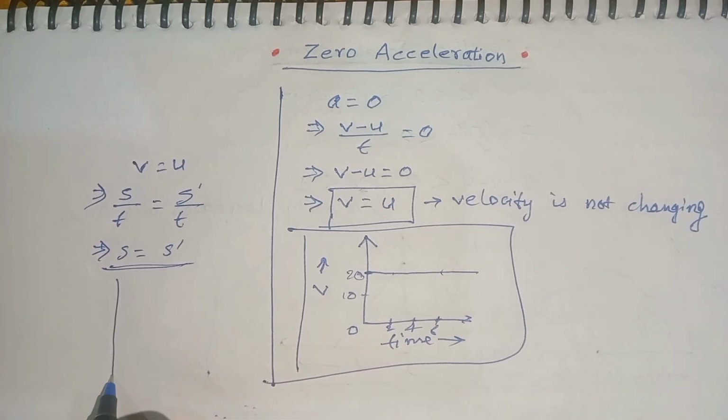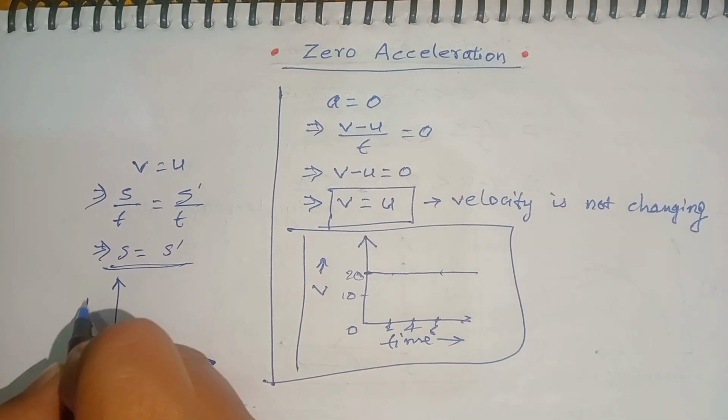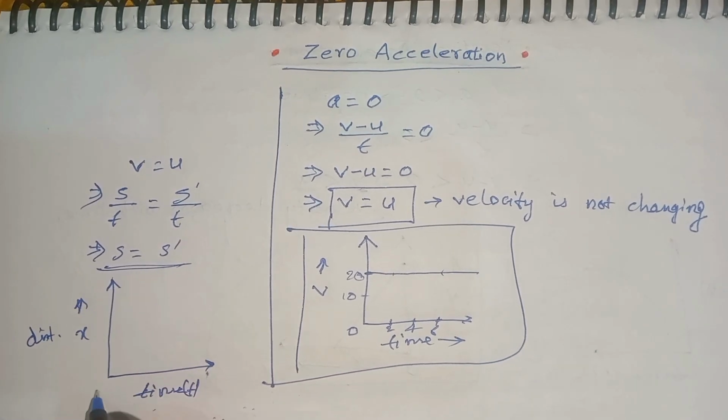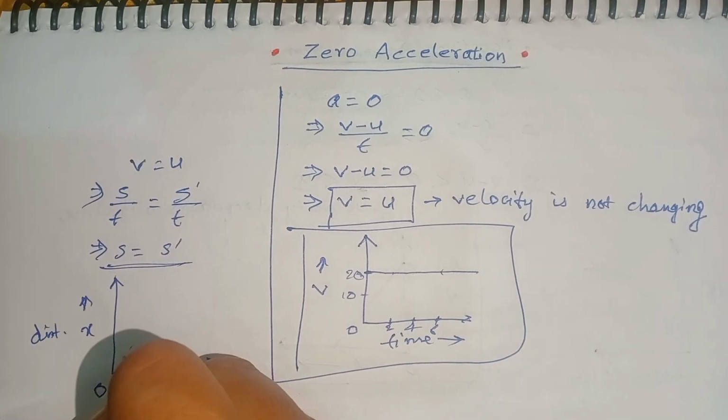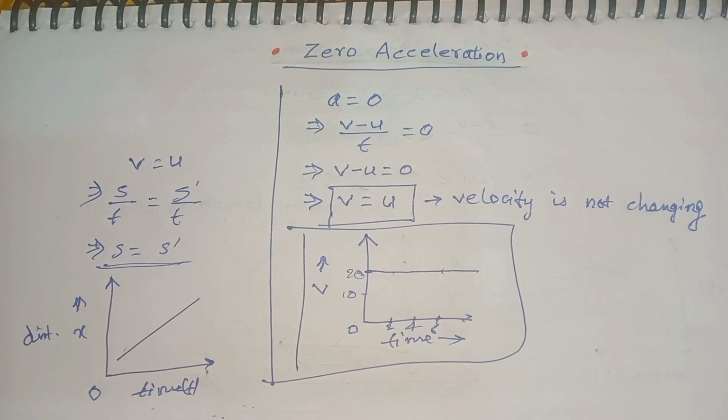The graph will be a straight line. X means distance, this is time t, this is 0, and this is a straight line simply because it is behaving uniformly, covering equal distance in equal time intervals.